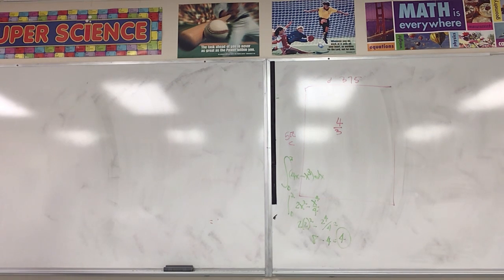Wait, but isn't tangent of 0, 1? Tangent of 0 is not 1. Oh, tangent of pi over 4 is 1. So tangent of 0 is 0? Correct. Okay.